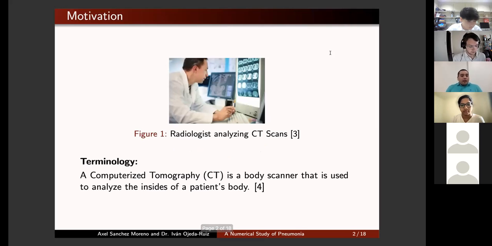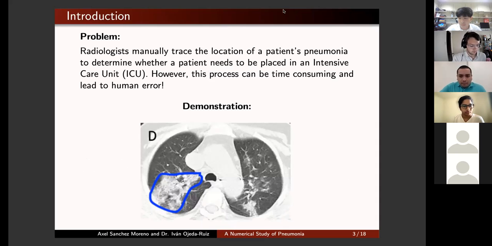All right, now to offer a motivation to the project, I want to first offer a definition of a computerized tomography, or CT, and that is a body scanner that's used to analyze the insides of a patient's body. For the purpose of our project, we're going to be focusing on the lungs of a patient's body. And for the problem here, I want to direct your attention to this demonstration. So we have our ribs, our spine, our lungs, of course, but I want to focus your attention on this part here, this blue tracing that I did. Inside here, we have pneumonia.